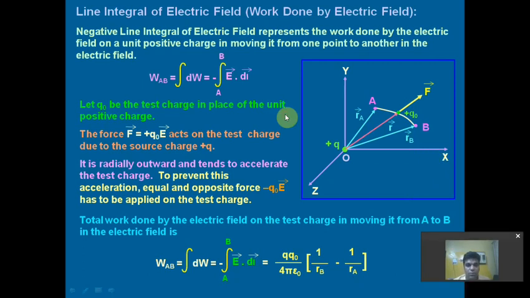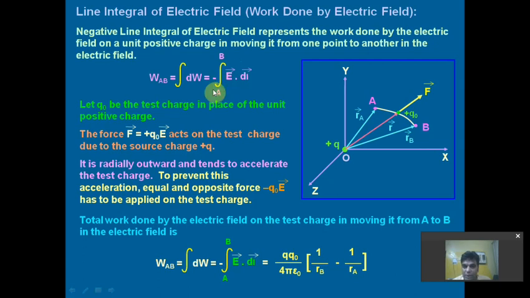Here we are starting the expression from this diagram. Here we have plus q charge and here we have test charge q naught. We are moving this test charge from point B to A and then A to B and then calculate the work done. As we know, the work done is defined as the line integral from point A to B of E vector dot dl vector.